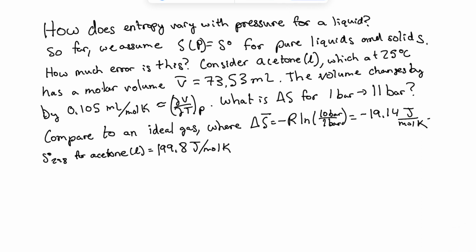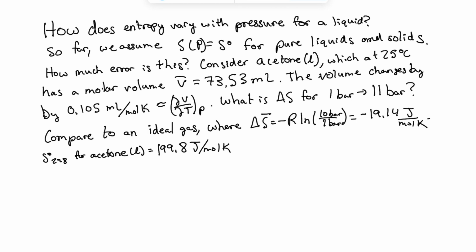So let's do our example. How does entropy vary with pressure for a liquid? So far, we've just assumed that it's equal to its standard conditions entropy. But we can now see how much error this is. For acetone liquid, which at 25 Celsius has this molar volume, the volume changes by 0.105 milliliters per mole Kelvin. So we have basically a constant for how volume changes with temperature at constant pressure here for acetone. Not always the case, but that does make our life sort of easier.